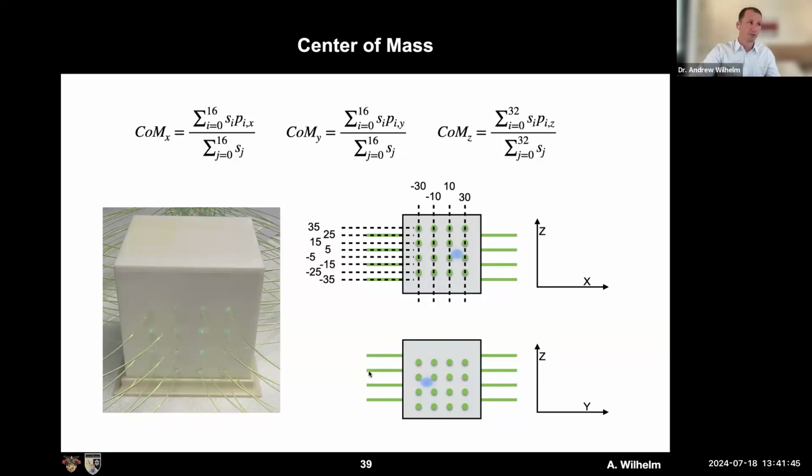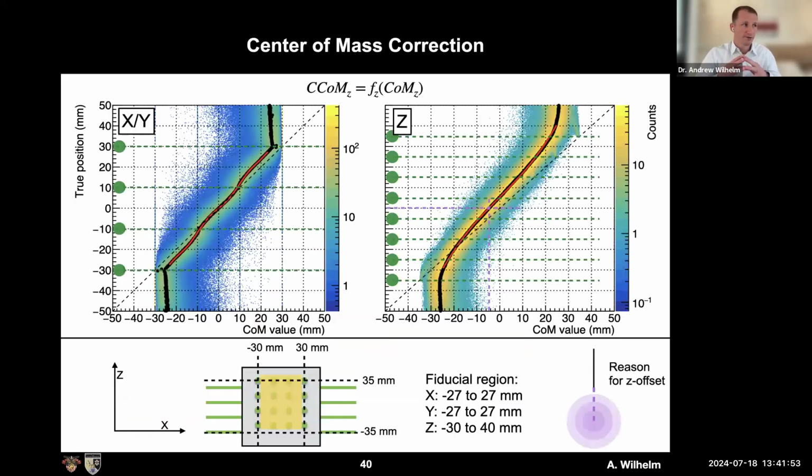And we expect our performance to be better for that reason at reconstructing event topology in the Z direction. One thing we found through simulation was that if you calculate the center of mass, that doesn't directly correspond to the true location of the event. There's a mapping of those quantities that we achieved through examination of our simulated data.